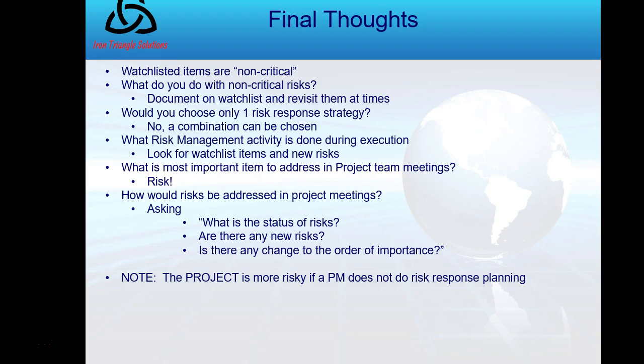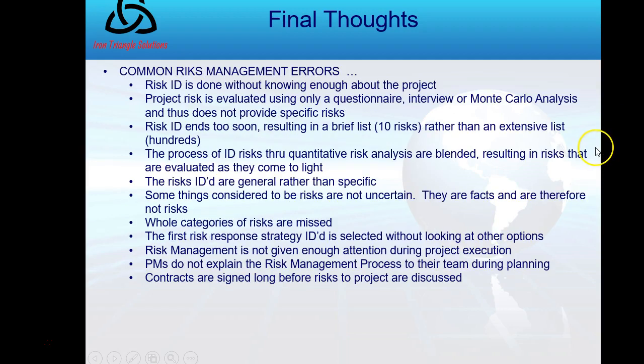What risk management activity is done during execution? Well, I'm going to look for my watch list items and new risks. What is the most important item to address in project team meetings? Risk. Every single meeting I ever have would involve a discussion of risk: new risks, current risks that we're watching, any triggers developing, etc. And risks I could retire now. Okay. How would risk be addressed in a project meeting? Maybe the status. We just did status reports last weekend. That could be one of them.